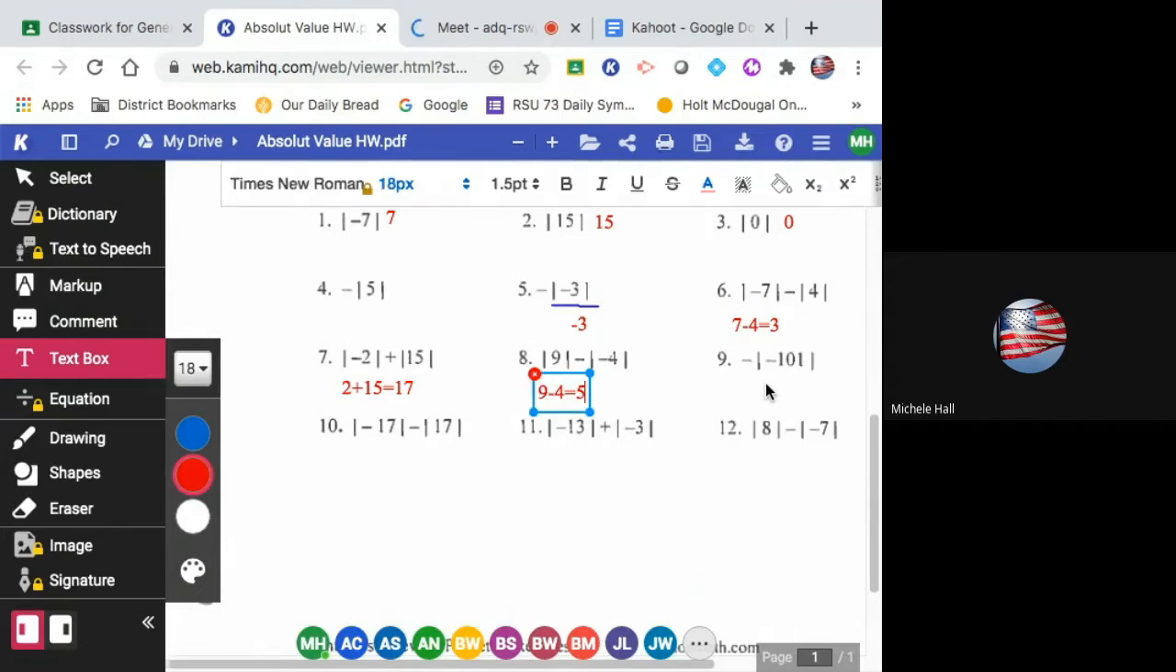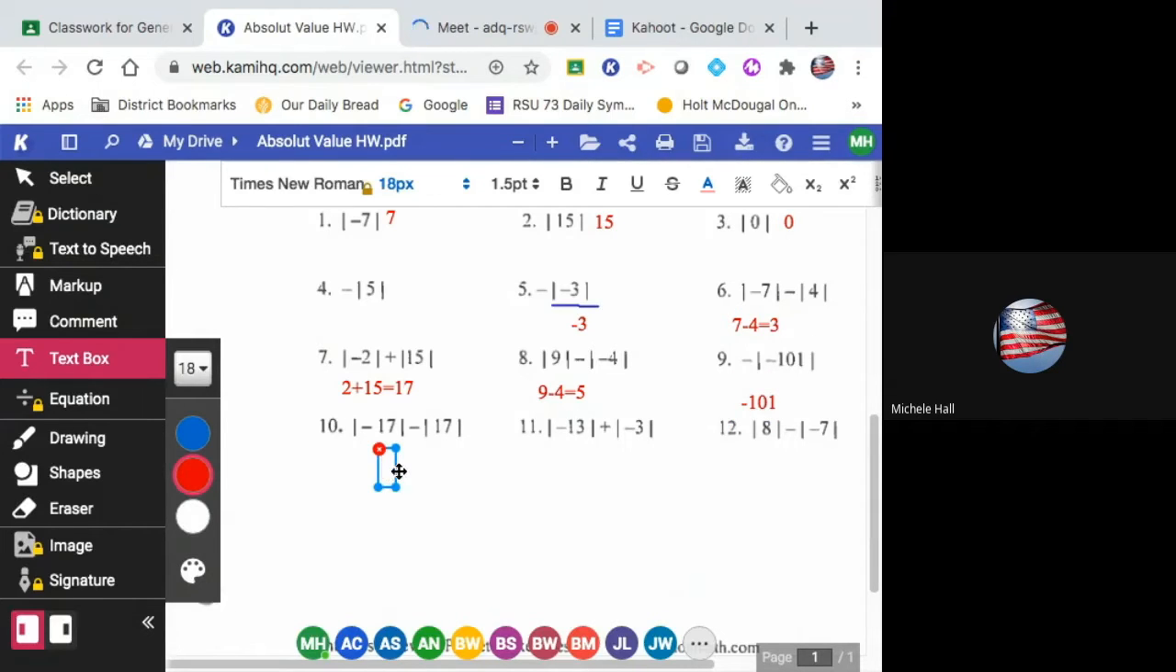Penny, next one's for you. Tell me where I should start on number 9. Should we start with looking at this negative out front, or should we start with doing the absolute value? What is the absolute value of -101? Very good. The absolute value of -101 is 101. Asher, what do I do with the negative that's out front? You put it in front of it. So that makes it a final answer of -101.